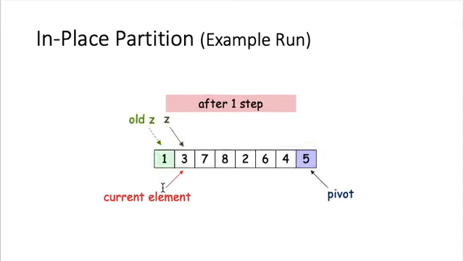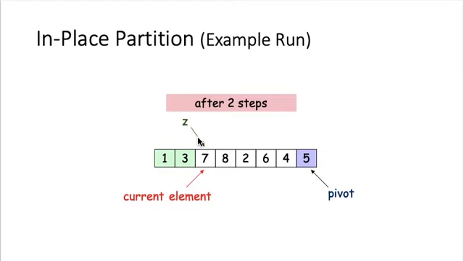Now at step 1, we look at this one, and we find that it is smaller than the pivot, so we are going to put 1 here. 1 is now put, this is the old Z. Once we have used this position to store a smaller item, we will update Z so that it points to the next location. Whenever we have another smaller item, we are going to put it at this location. Now we are looking at this item 3, and 3 is smaller than 5, so we put 3 at this location and update Z. So this is what we see after one step.